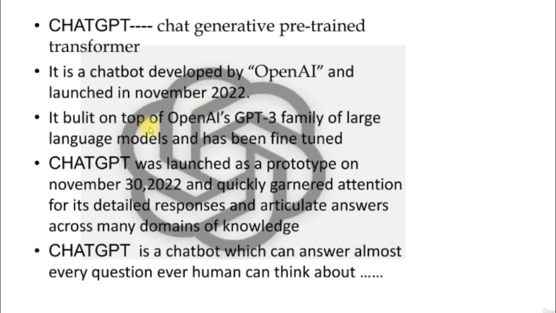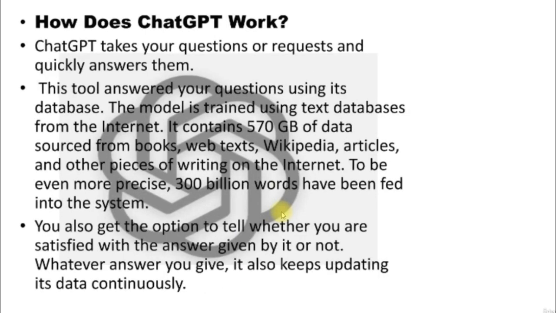It is built on top of OpenAI's GPT-3 family of large language models and has been fine-tuned. ChatGPT was launched as a prototype on November 30, 2022 and quickly garnered attention for its detailed responses and articulate answers across many domains of knowledge. ChatGPT is basically a chatbot which can answer almost every question every human can think about.